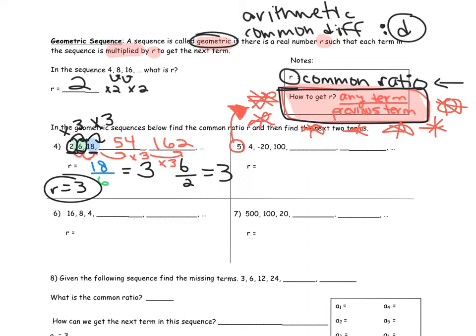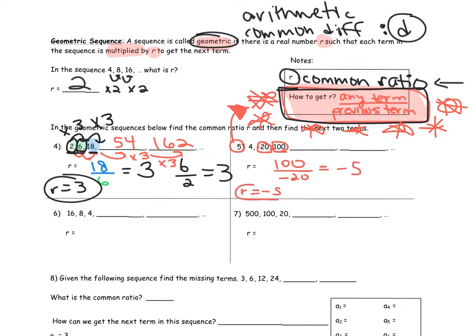Okay, so we have take any term. So I'll take the 100, sure. I'm going to divide it by my previous term. So here's 100. My previous term is negative 20, so I'm going to divide it by negative 20. My r value is negative 5. So that's it. My common ratio is negative 5.